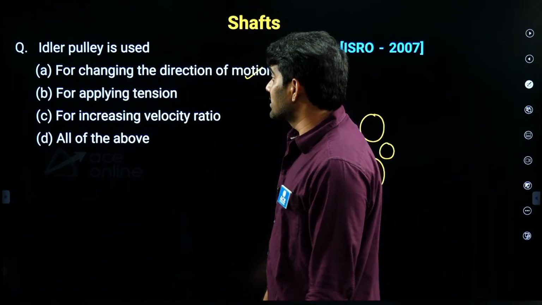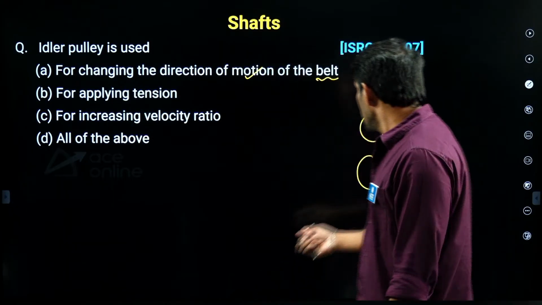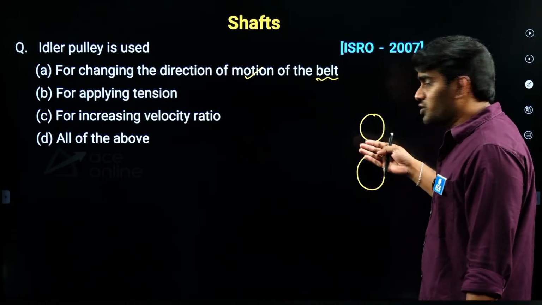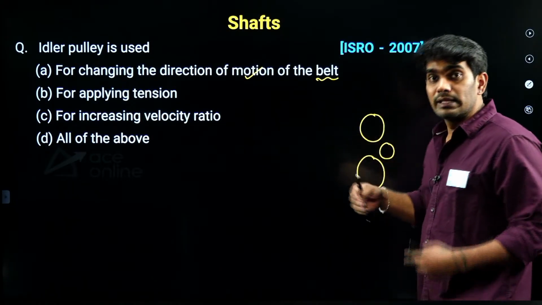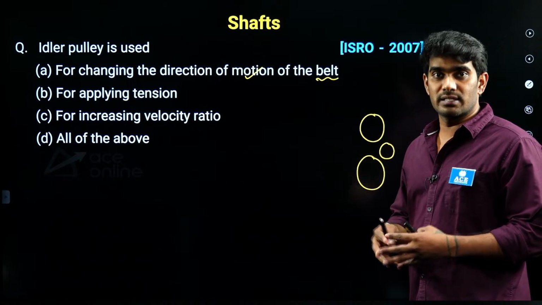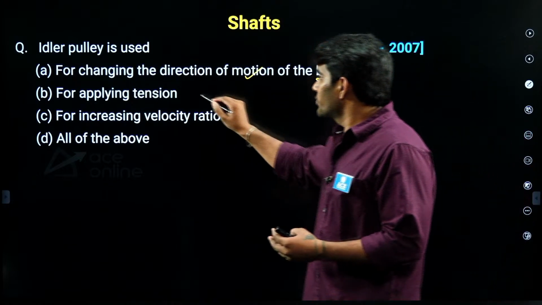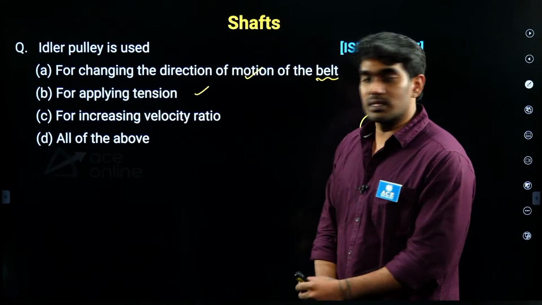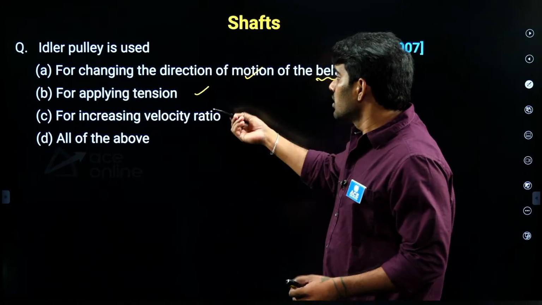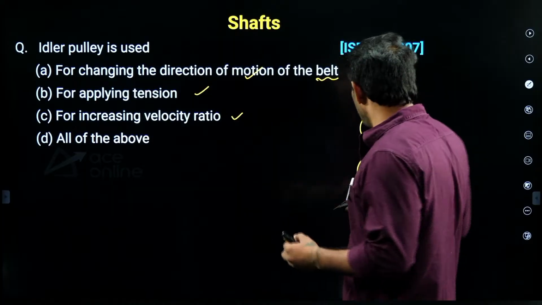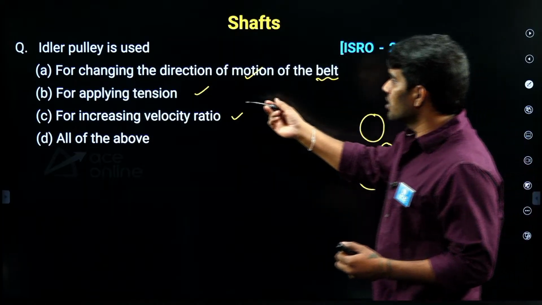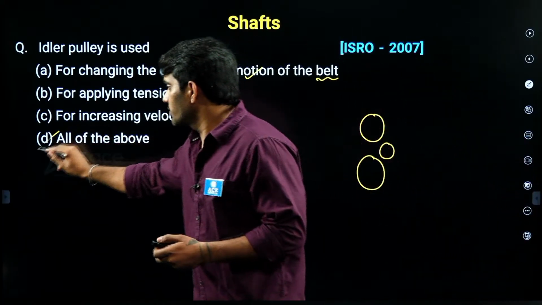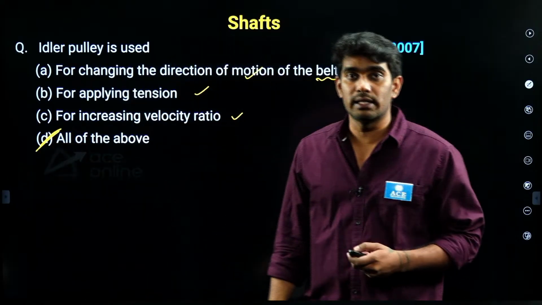For applying tension, yes, obviously, if a belt is used and the idler goes in, the belt tension will increase. Yes, that is also true, for increasing tension. For increasing velocity ratio, yes, this is also true. Why? Because the contact angle will increase here. Now here, as all the three are correct, we can notice that the answer is D.